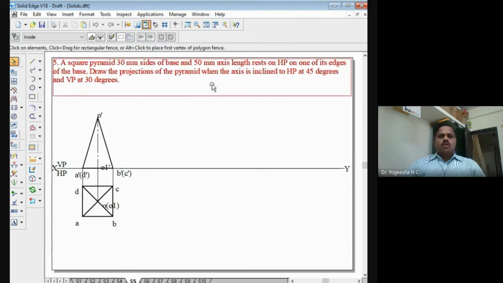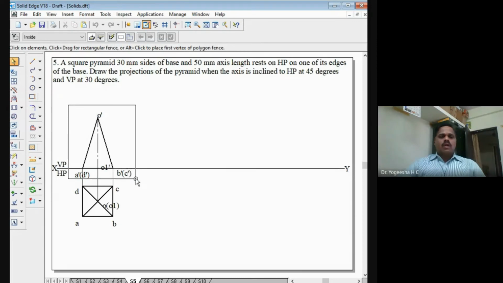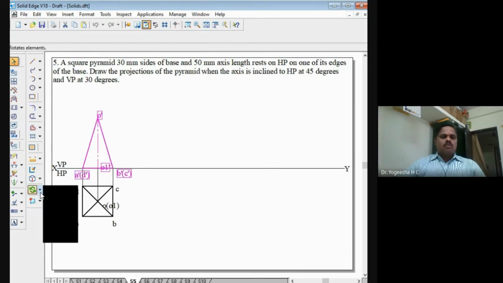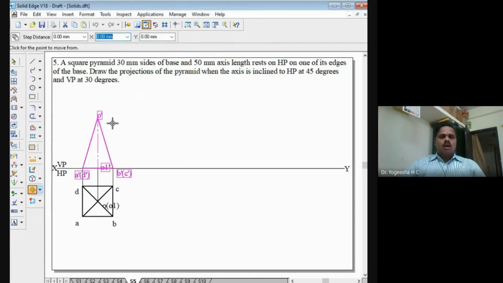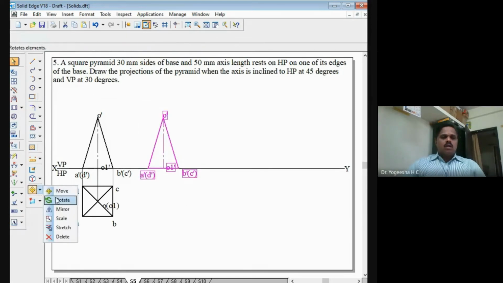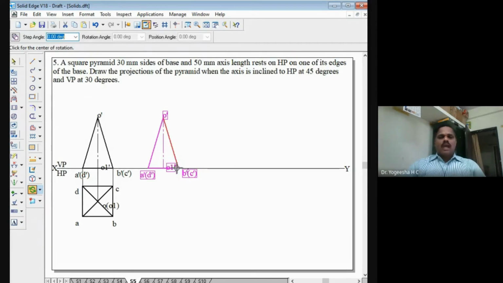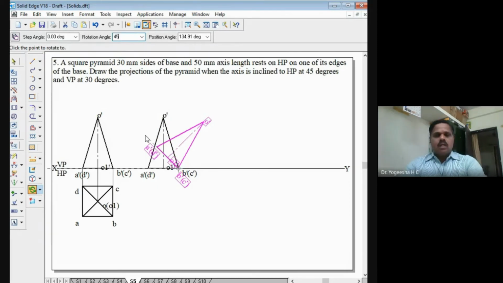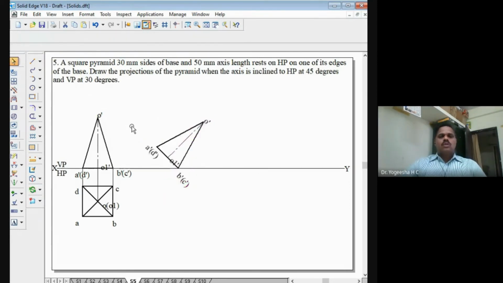Then the second position we have to draw such that the axis is inclined to HP by 45 degree. So I will take the first front view here. I will make a copy now. Move, create copy on. So I will rotate, move like this, such that the whole of the first front view is copied. I have to rotate now. I'll select it here. I'll rotate such that the axis is inclined to HP by 45 degree. If the axis is inclined at 45 degree, then the base will be inclined at 90 minus 45, that is 45 degree again. So this is 45 degree I will give. Second position I draw like this.